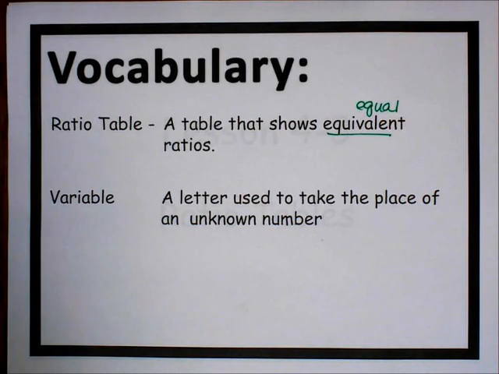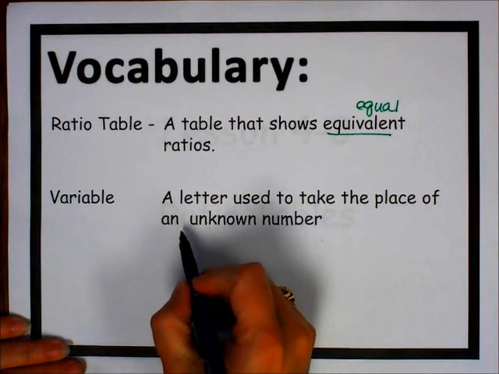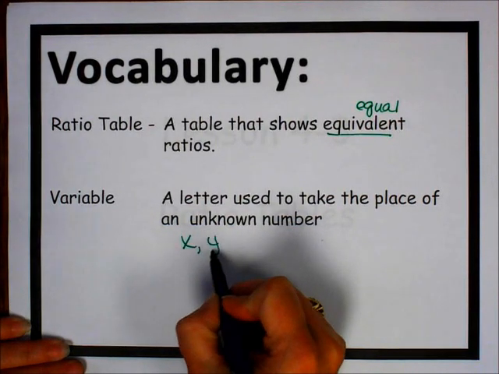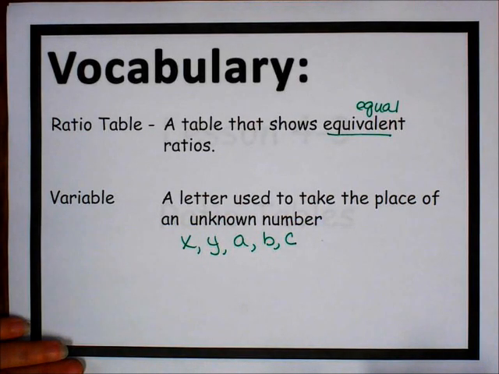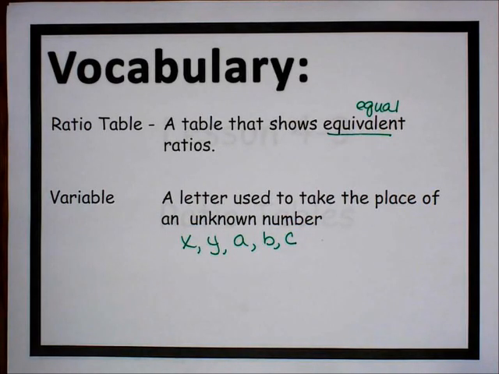Our second vocabulary word today is variable. A variable is a letter that is used to take the place of an unknown number. Now, any letter of the alphabet can be used as a variable. The most commonly used variables are X, Y, A, B, and C. Now, those are not the only letters that can be used as a variable, but those are the most common.